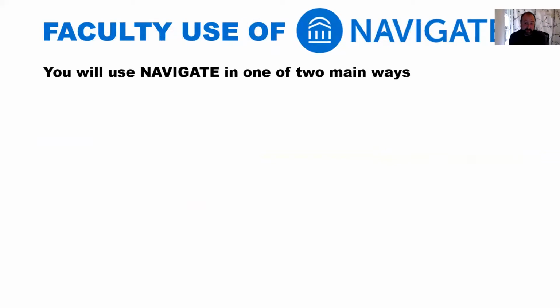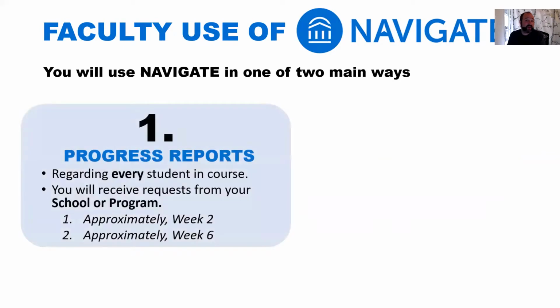As a faculty member, you're going to be using Navigate in one of two ways. These are the two ways that I mentioned a little bit earlier. So one is progress reports. And progress reports regard every student in your class. And you'll actually get a request from your school or your program or from an advisor that says, hey, please submit our progress report on your entire class, okay?